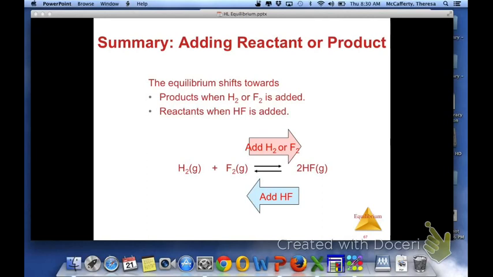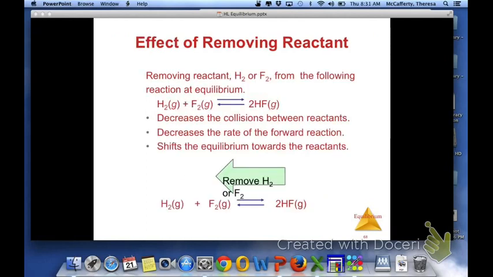Okay, so if you add reactants, the equilibrium is going to shift to the product side until equilibrium is reached. If you add more product, it's going to shift to the reactant side until the equilibrium concentration is again equal to K. Sorry. What happens if I remove reactant?